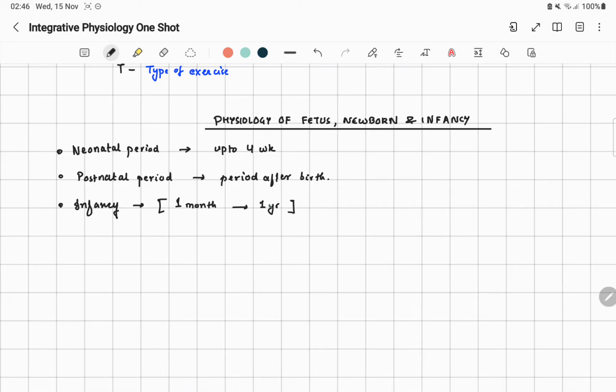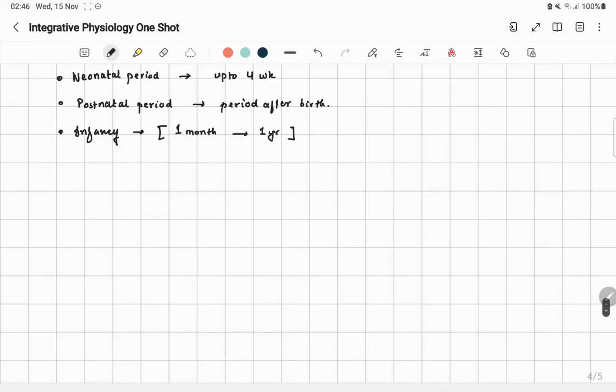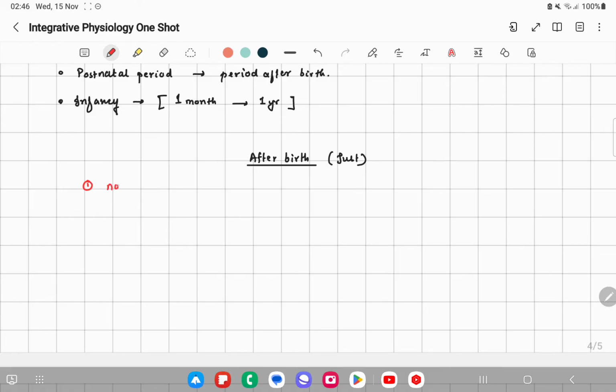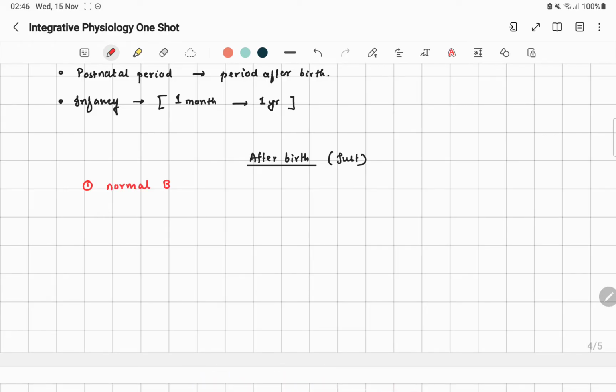Understood? What are the important changes observed in various physiological parameters from birth? What are the changes in physiology just after birth? After birth, the normal BP is about 70 to 50 mmHg. So neonates have less BP.